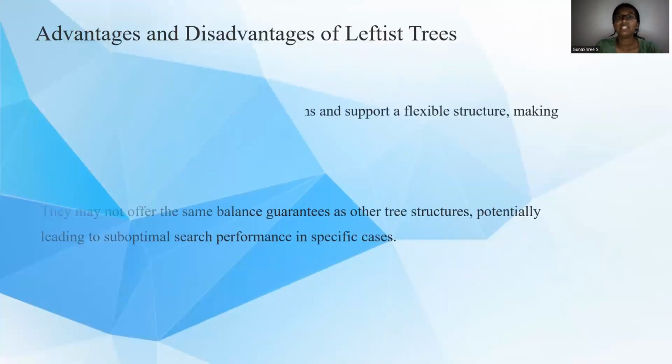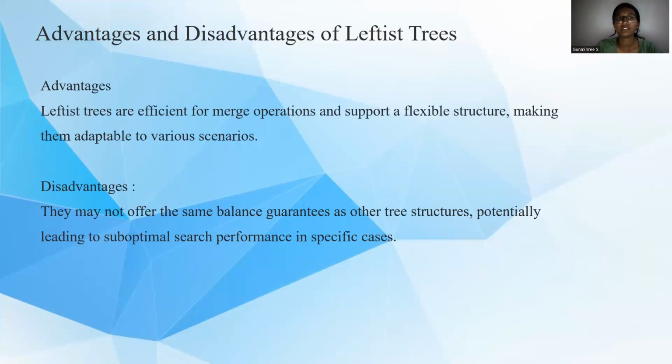Moving on to the advantages and disadvantages of the leftist tree. Leftist trees are efficient for merge operations and they support a flexible structure, making them adaptable to various scenarios. Disadvantages are that they may not offer the same balance guarantees as other trees, potentially leading to suboptimal search performance in specific cases.